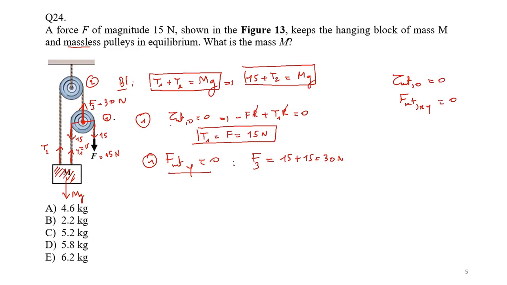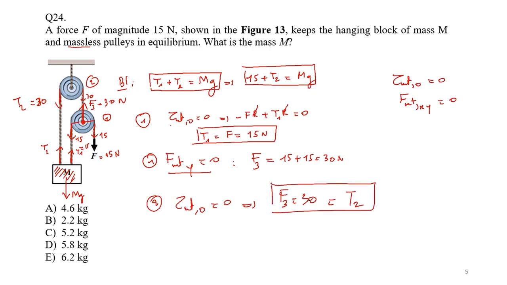Now, the same thing. If I look at pulley 2, I will have 30 Newton downward, but here also I will have 30 Newton, because I need this pulley 2 to be at equilibrium. So if I look at pulley 2 and I say net torque around the center of mass is 0, this is just telling me F3, which is 30 Newton, is equal to T2. Okay, 30 Newton. So T2 is 30 Newton.